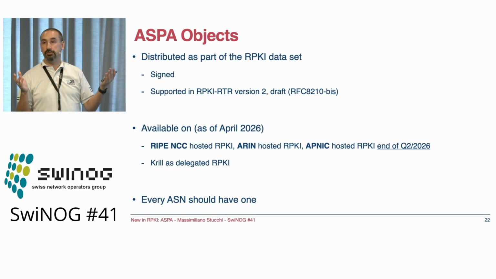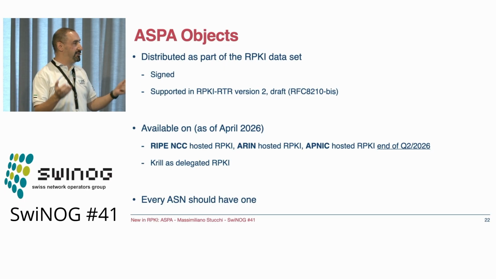And then you can do delegated RPKI, so you can run your own software to do your CA and your publication point, and then you could just implement it. And every ASN should have one of these.